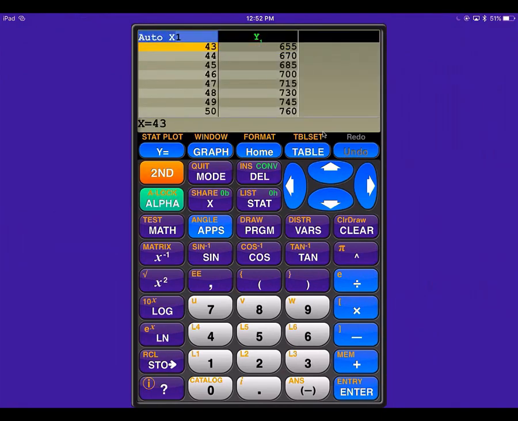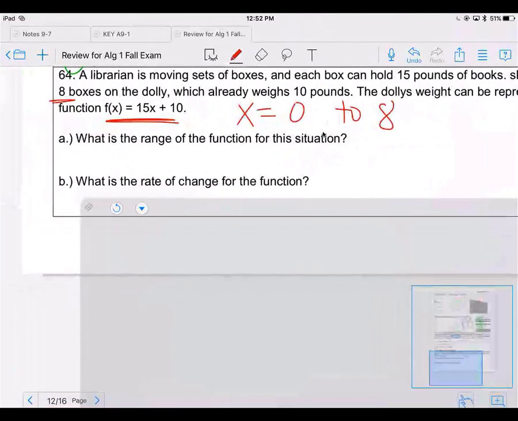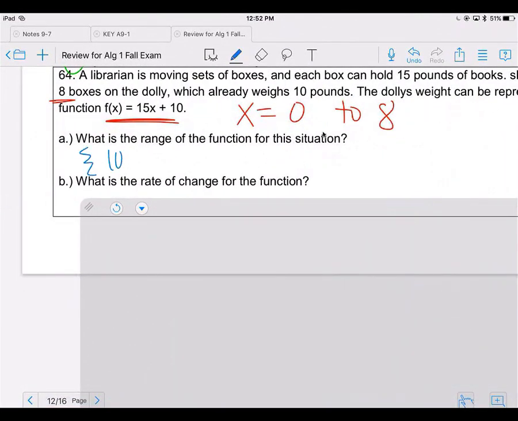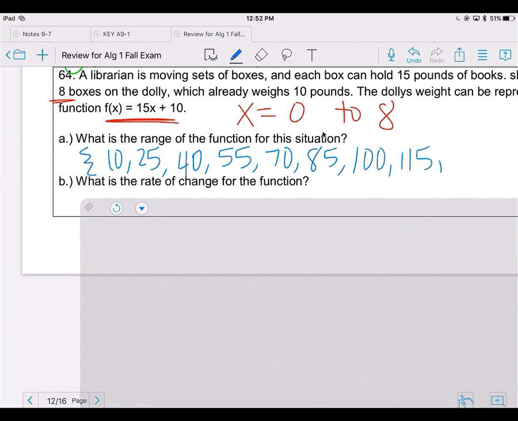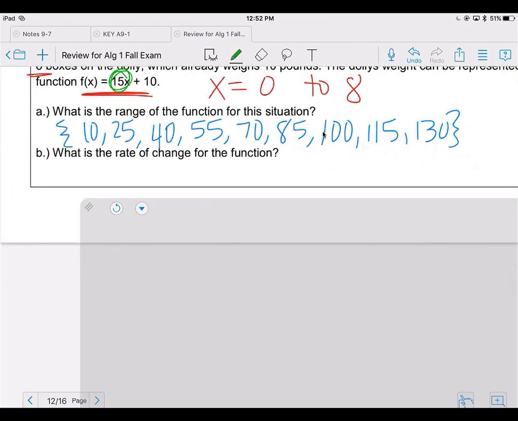Click second graph, and I need to start at 0 on the x's and write down all of my y's. So my y's are 10, 25, 40, 55, 70, 85, 100, 115, and 130. So I'm going to write all of those down. And then the rate of change for the function is whatever is with x. So this is 15 pounds per box, 15 y per x.